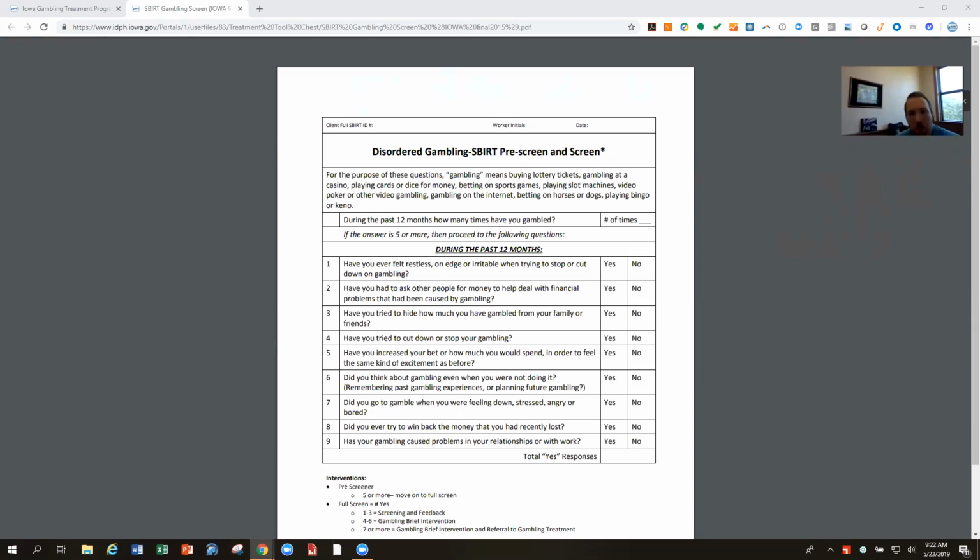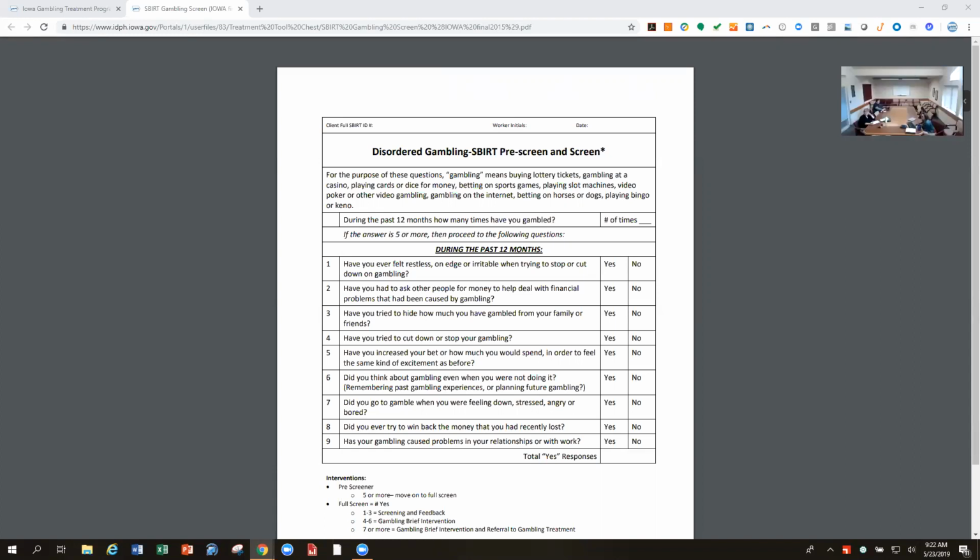The substance use counselors, when they're doing the eval, read the script as written, and if they haven't gambled 5 or more times in the last 12 months, they don't go on to the 9 diagnostic questions. Okay. Yep.